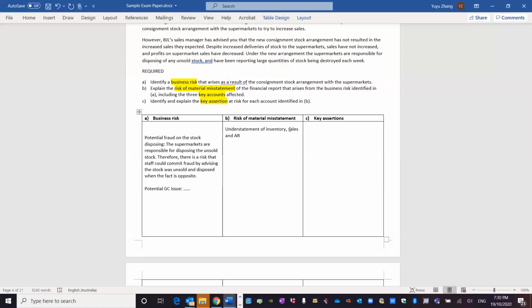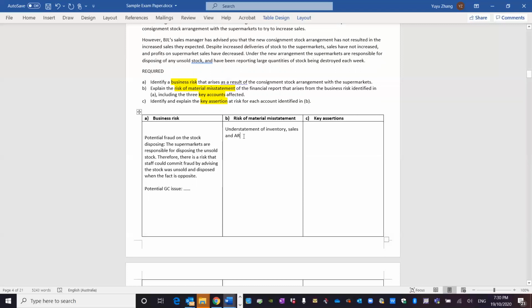I suppose it's just how quickly that occurs. Okay, so here we talk about the audit risk, the risk of material misstatement in your end of year financial statement. So what is the impact of this business risk on the end of year financial statement? Then it's very likely there will be understated sales, probably also if it's not.